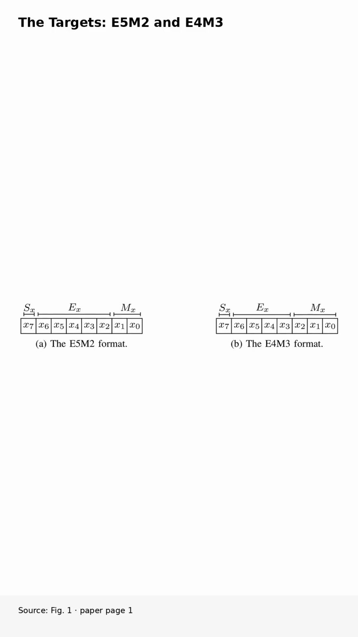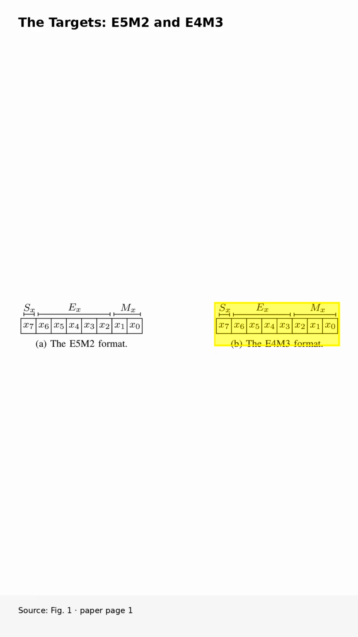To understand this hardware optimization, we first need to look closely at the specific 8-bit formats being multiplied. The figure shows the bit allocation for the two primary formats defined by the OFP8 standard. Both are exactly 8 bits wide, starting with a single sign bit on the far left, labeled S subscript X. In panel A, we have the E5M2 format. Here, the exponent takes up 5 bits, leaving just 2 bits for the mantissa, or M subscript X.